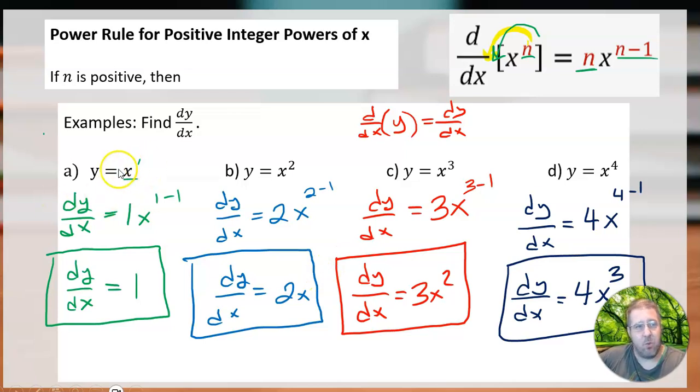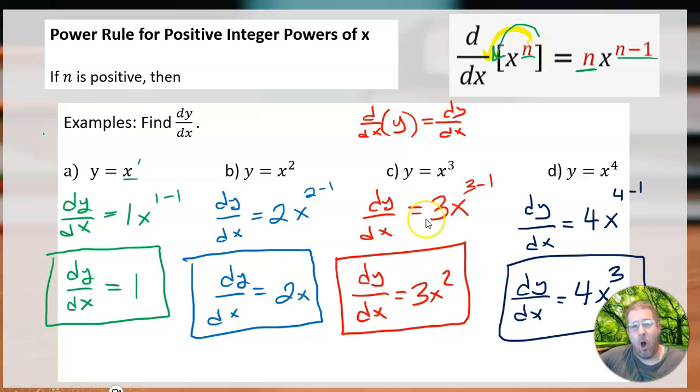So once again, this is 1. 1 gets brought into the front. Drop it by 1, you get just 1. 2 gets put in front. Drop that by 1, you get 2x to the first power. And that's it. 3 comes in front as the coefficient. Drop that 3 by 1 into a 2.